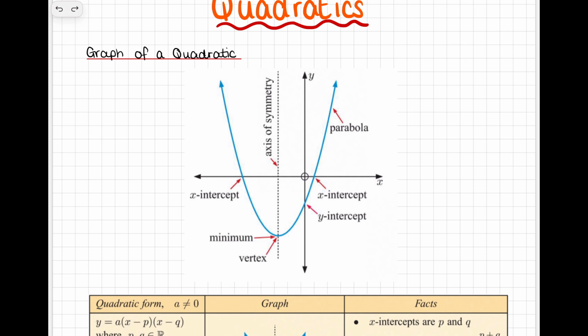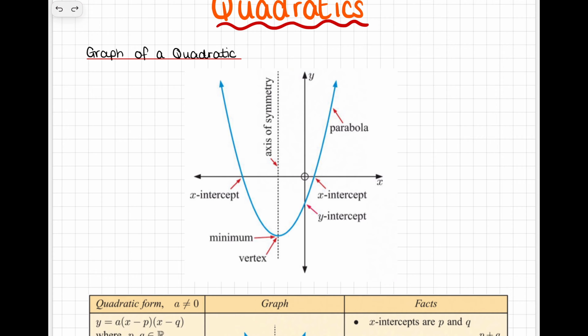It is also possible to have two x-intercepts with a quadratic. It is also possible to have 1 or 0. We can have the y-intercept, so where it crosses the y-axis. We have the axis of symmetry, so that is this dotted line, and that is the line that goes directly down the middle of the parabola. It is symmetrical, is the parabola.